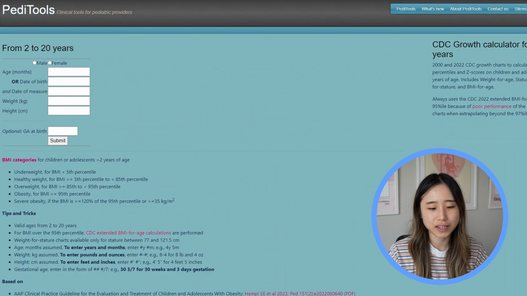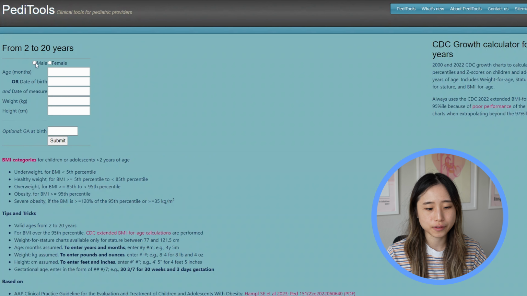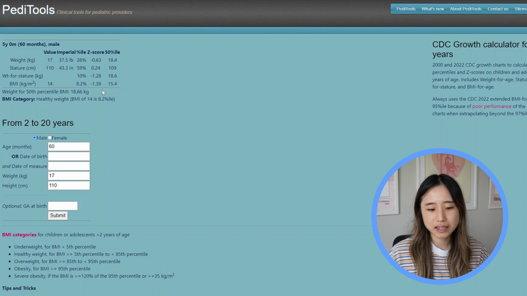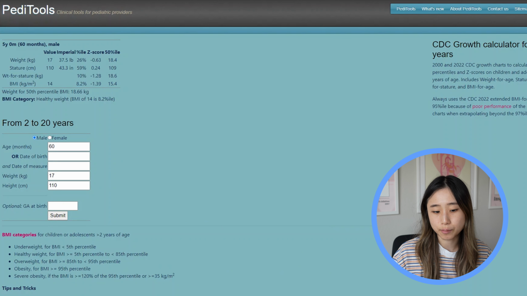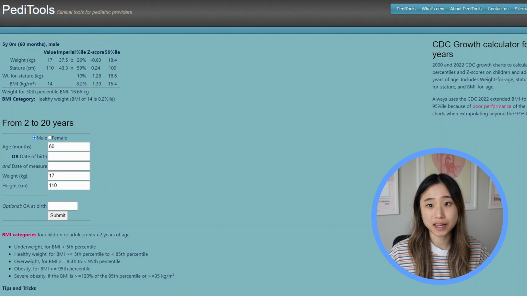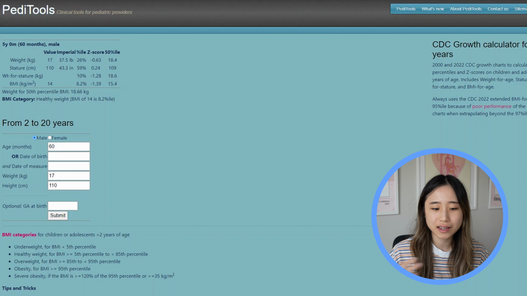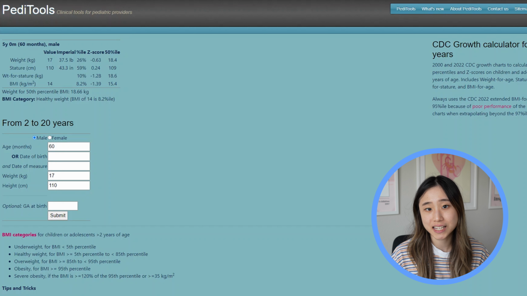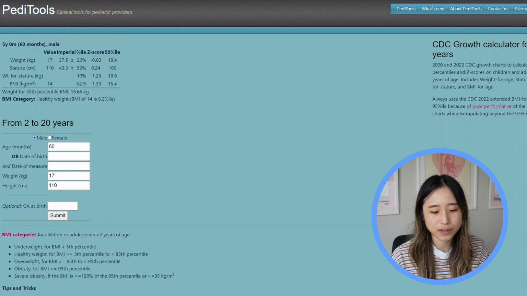So he is 5 years old, so we are going to plot him on the 2 to 20 CDC growth curve. And so at 5 years old or 60 months, he is 17 kilos and 110 centimeters. So as you can see, he is on the slimmer side. His height is pretty average and his weight is a little bit smaller compared to his height. His BMI Z-score is negative 1.39, but mom says that he has always kind of been this way.